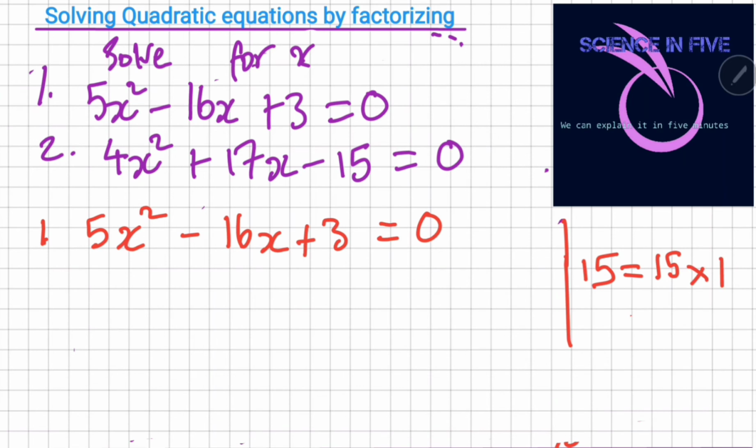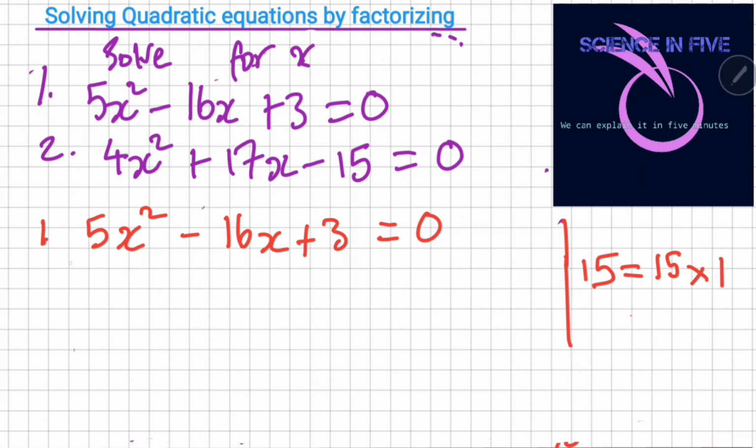Okay, but something interesting is happening here now. The middle term is negative, but the last term is positive. Which means both of my terms must be negative for this to work out. So I'm going to have a negative 15 and a negative 1 to give me the negative 16.